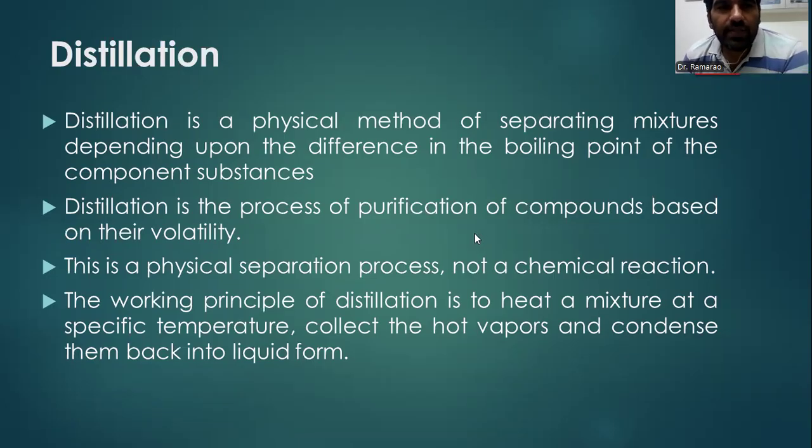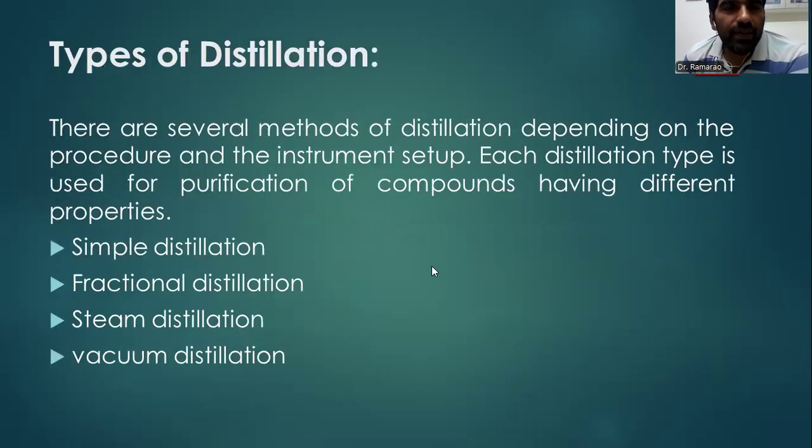The working principle of distillation is to heat the mixture at a specific temperature, collect the hot vapors, and condense them back to liquid form. There are several types of distillation depending on the procedure and instrument setup. Each distillation type used for purification has different properties. First is simple distillation, then fractional distillation, steam distillation, and vacuum distillation.